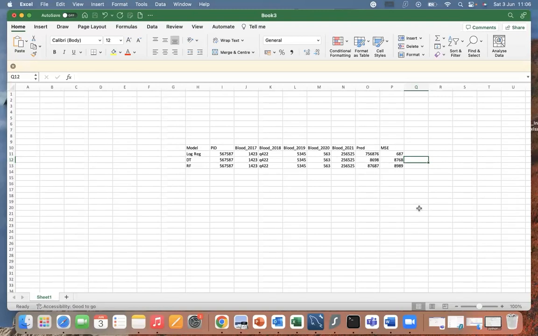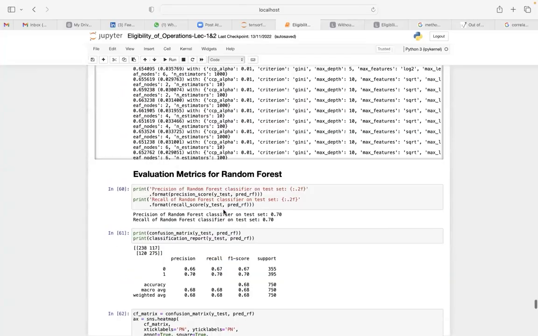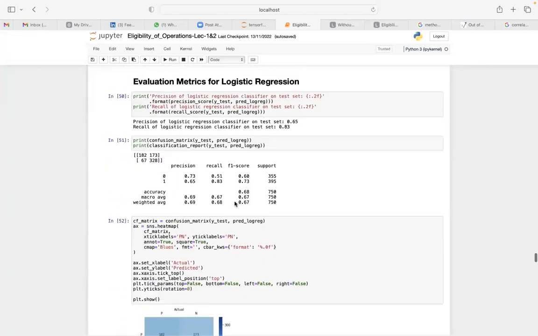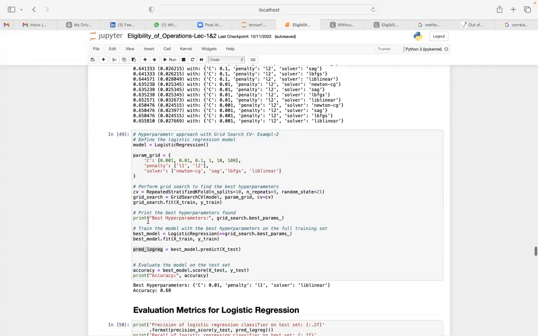So suppose in this case, the least error is logistic regression. So there will be a best model column, which will give you log reg for each case. So for patient ID 567587, the best model has come out to be log reg. So whatever hyperparameters that you have set for log reg, that will only be counted. These hyperparameters will be counted for your final prediction. So in that case, it helps.